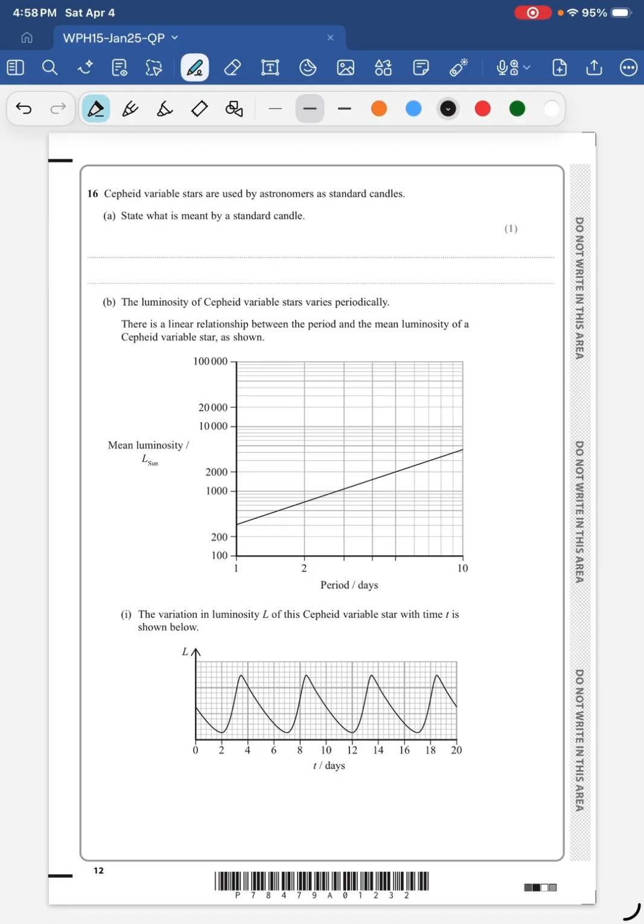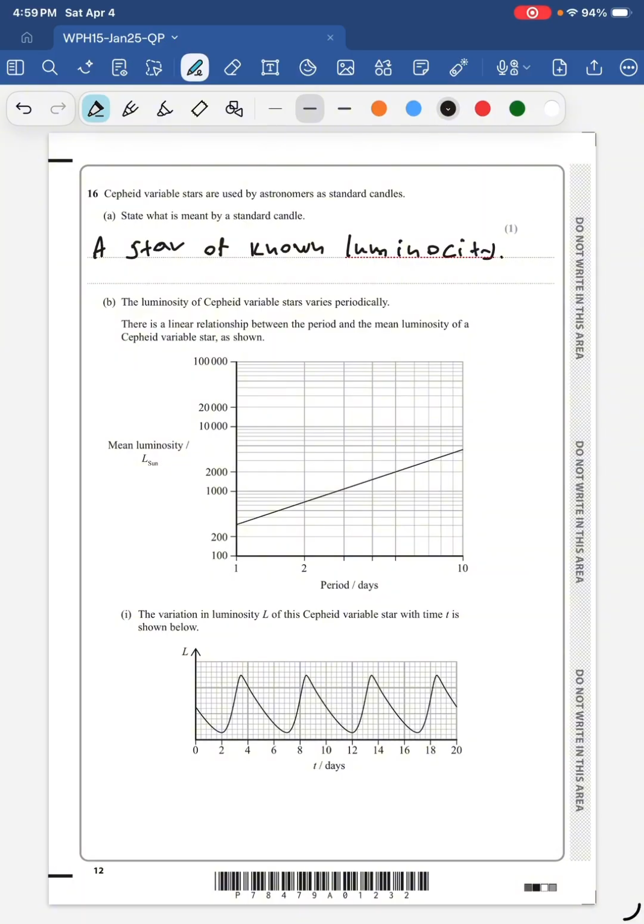So 16. Cepheid variable stars are used by astronomers, excuse me, as standard candles. State what is meant by a standard candle. So this is a star of known luminosity.